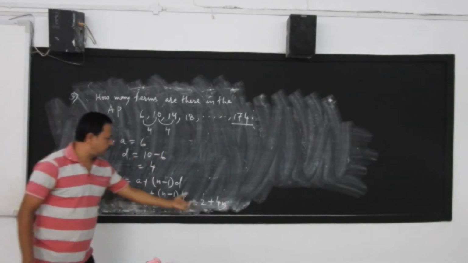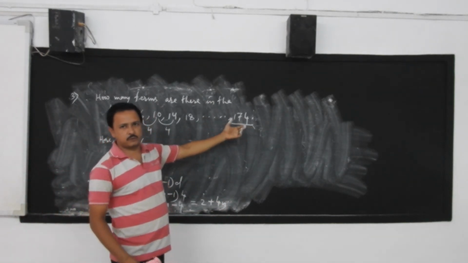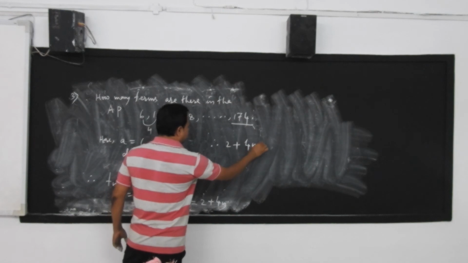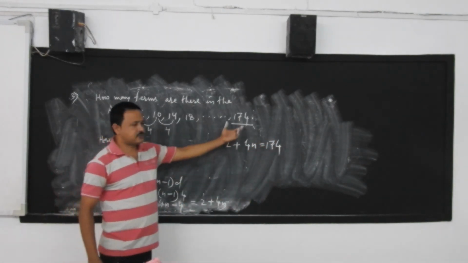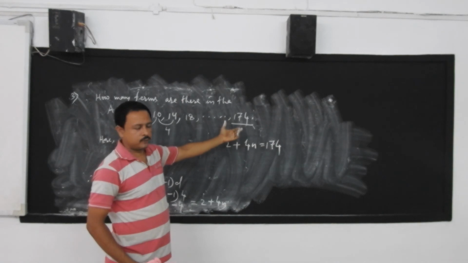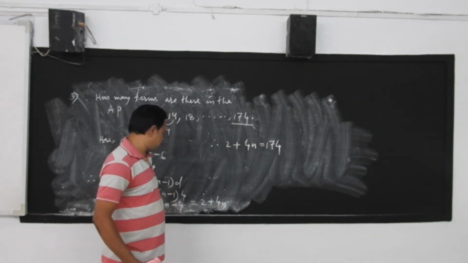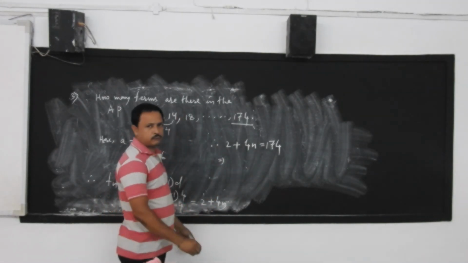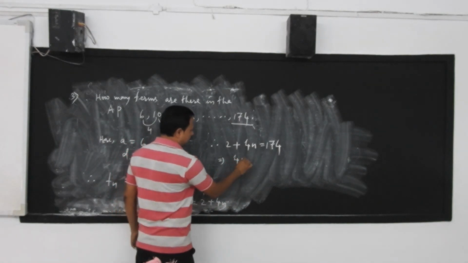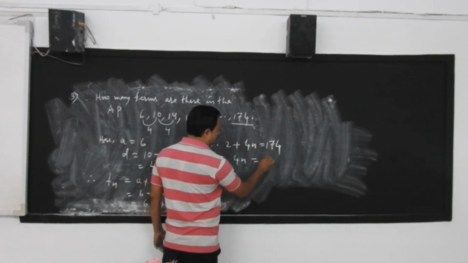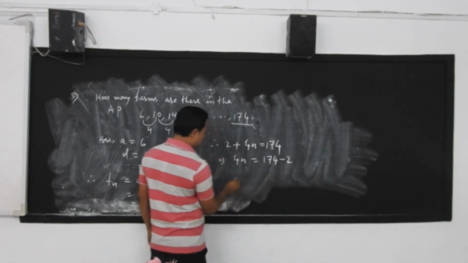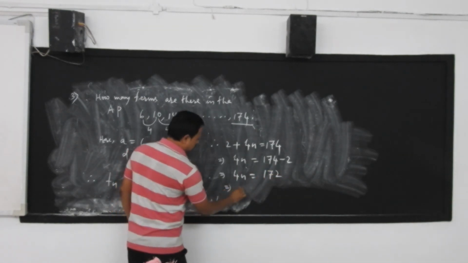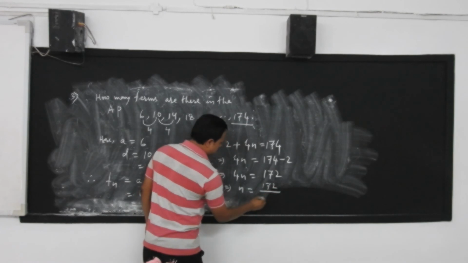This is the nth term of this AP, and the nth term will be the last term of this AP. So therefore 2 plus 4n equal to 174. This last term is the nth term. So 2 plus 4n will be equal to 174. Now from this equation you find out the value of n. So 4n equal to, you shift the 2 that side, 174 minus 2, then 4n equal to 172, then n equal to 172 divided by 4.